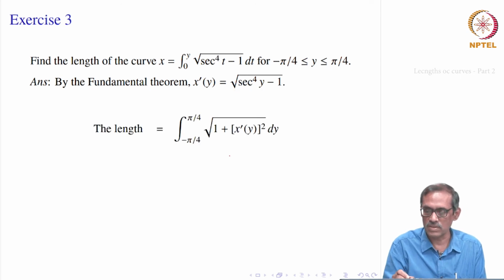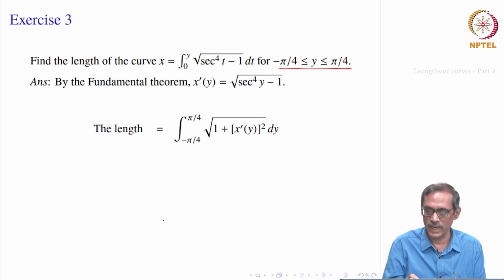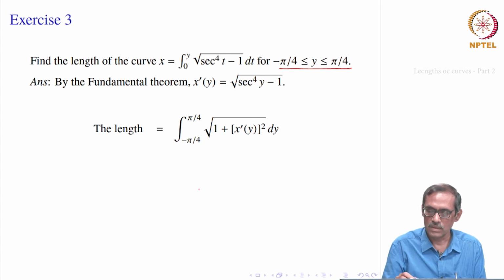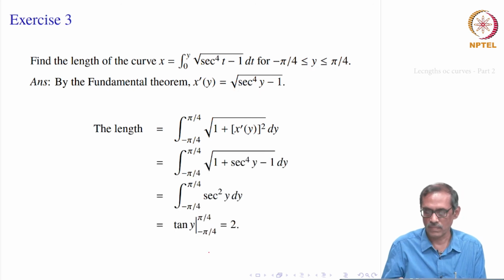Then we go for the length. So, length will be from minus pi by 4 to pi by 4, that is the limit for y, and the integrand is square root of 1 plus x prime y square. So, now we know x prime y, which is square root of secant 4th y minus 1, but it is squared. So, it will give secant 4th y minus 1 and 1 is there. So, they cancel, we get square root of secant 4th y, which is secant square y, right. So, that makes it simpler for us.